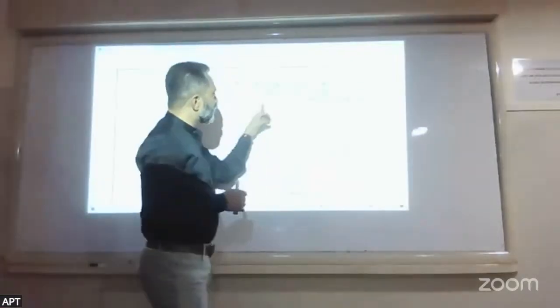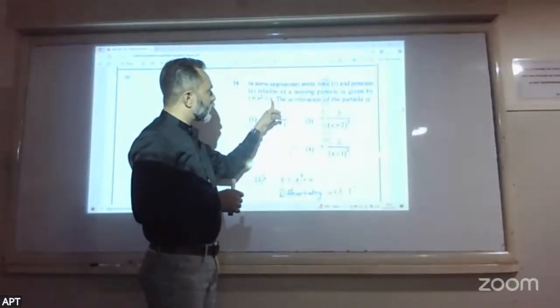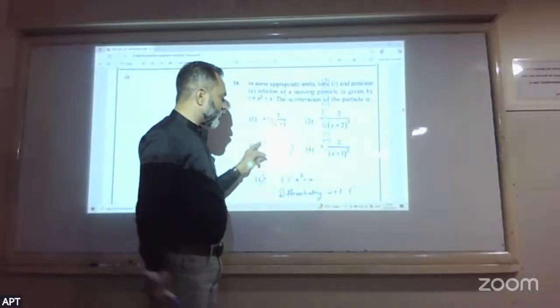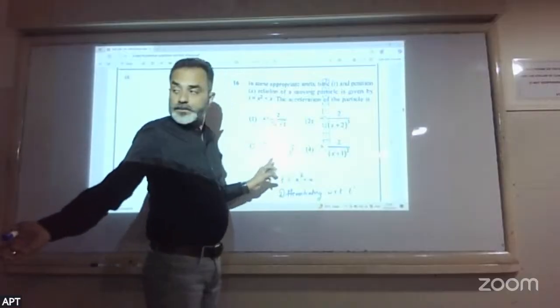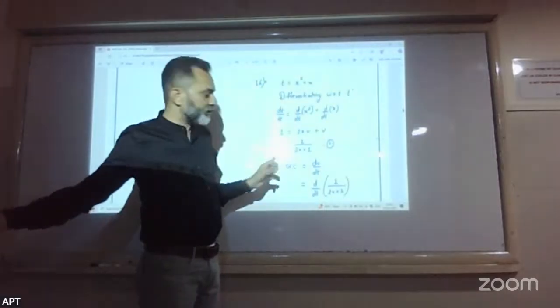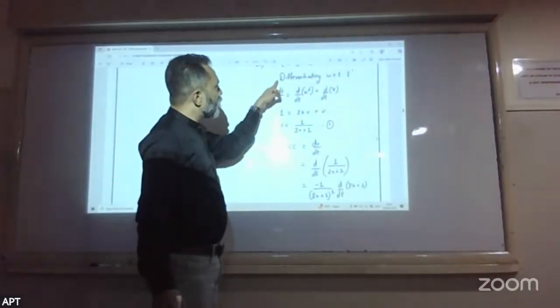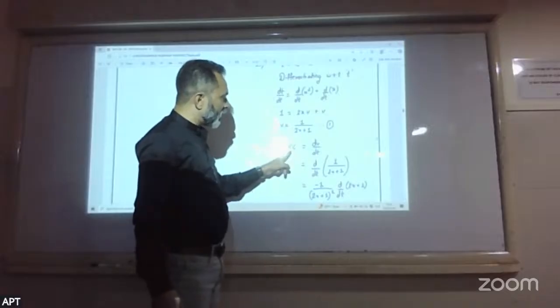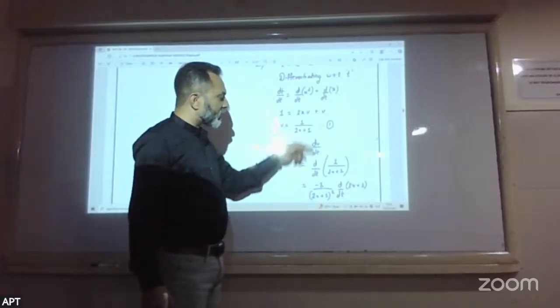So you are given some equation, t is equal to x square plus x. I differentiate it 2 times and I get the acceleration. So you can understand that by differentiating once, you get the velocity equation framed. Again differentiating, you get the acceleration.